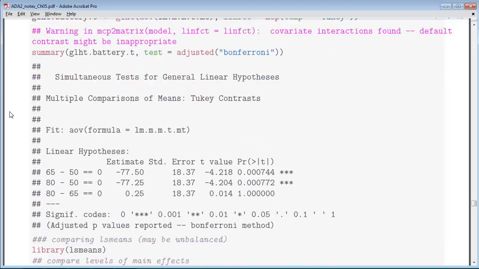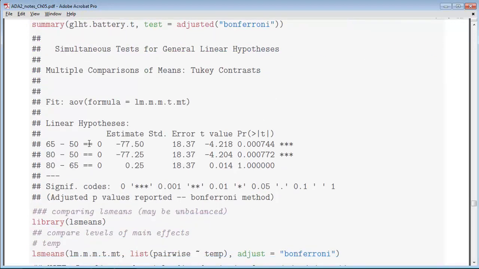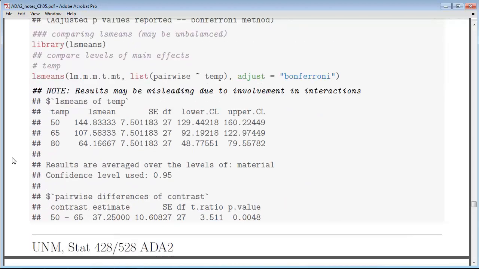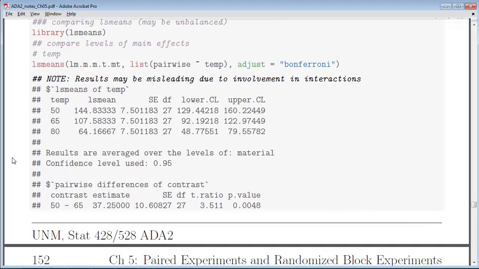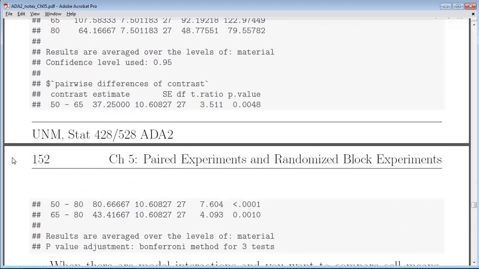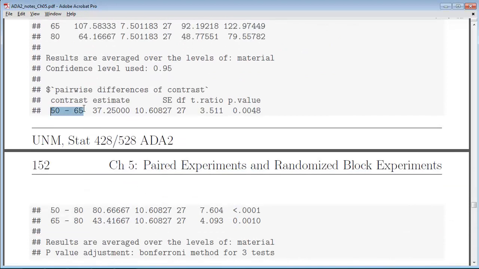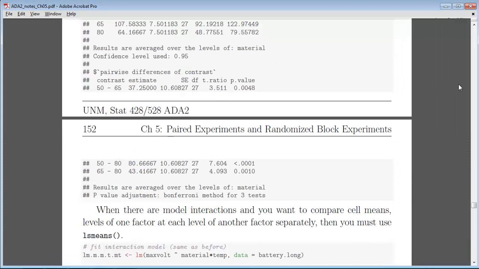And here are the differences. So we've got basically 65 and 50 both give roughly the same estimate, with 85 and 65 difference being almost zero. Okay, let's see how lsmeans compares. So we're doing the same thing, and notice these differences are very different from what we saw with the general linear hypothesis test. So which ones should be believed?